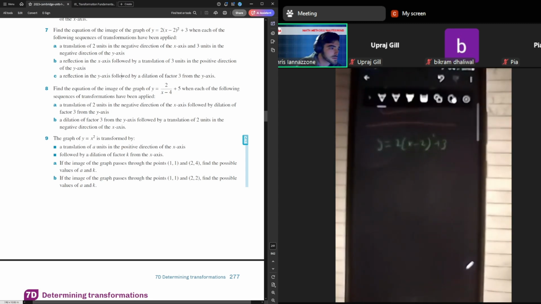Nah, I don't like that one. Where's a better one? Reflection, translation, or reflection, dilation? Yeah, let's do B. So reflection in the x followed by translation 3 in the y. How do we start this one off?